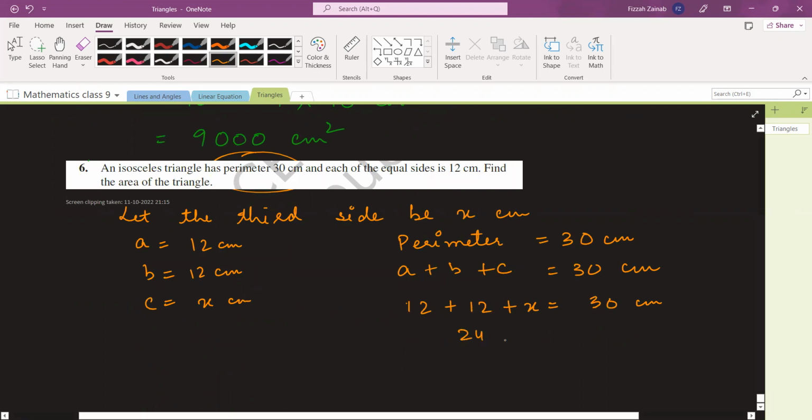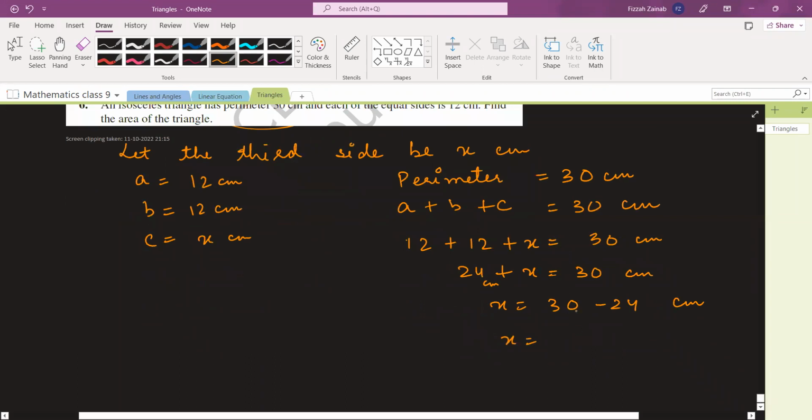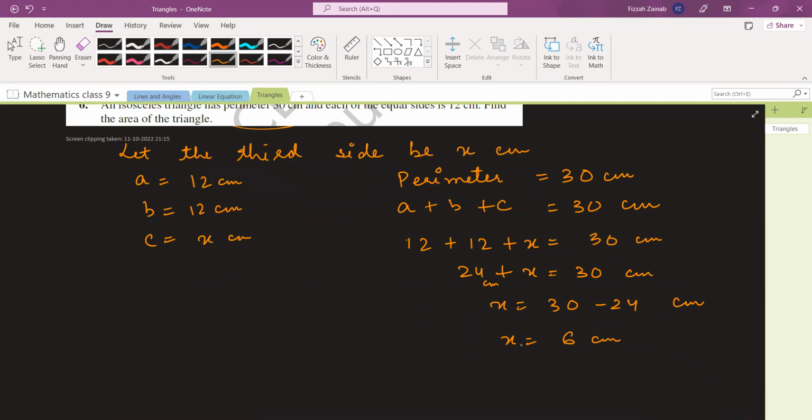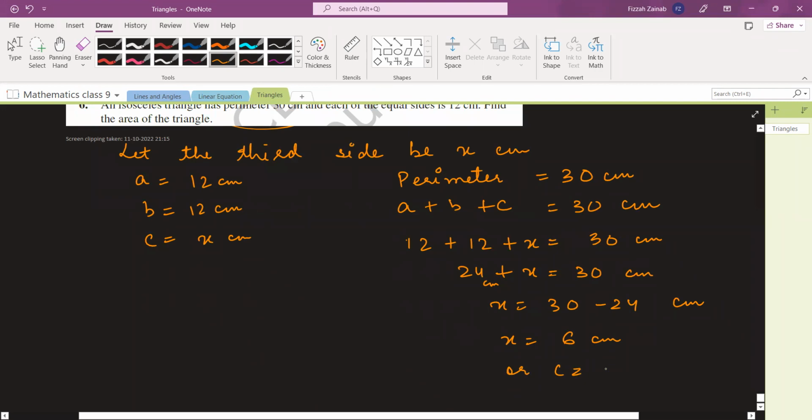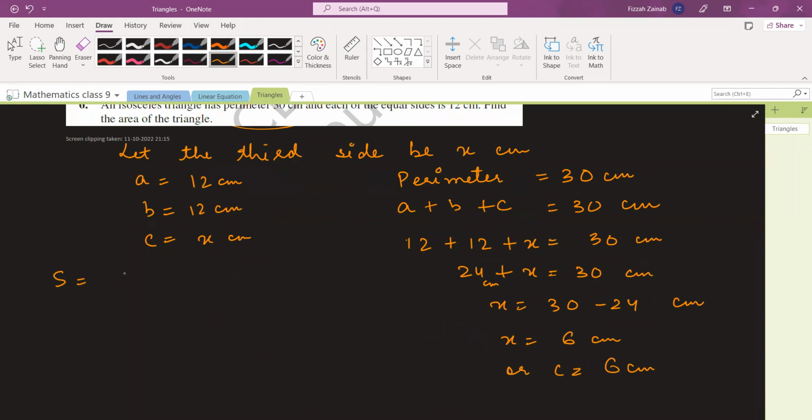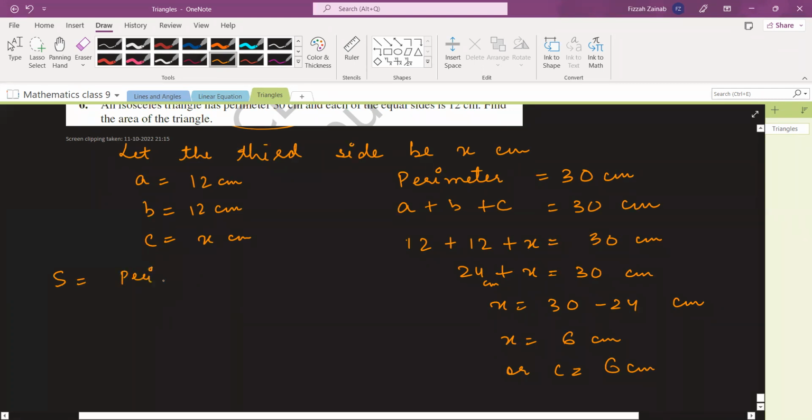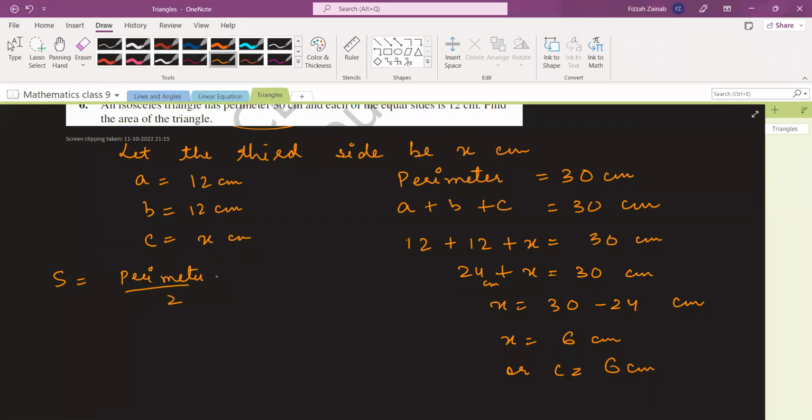So this is 24 plus x is equal to 30 centimeter. So this is also in centimeter, right? So x is 30 minus 24 centimeter. So x is, how much is it? 6 centimeter. Okay. So you have got the third side, C is equal to 6 centimeter. Now you need S. Semi perimeter is half of the perimeter. So perimeter divided by 2, which is already given. So 30 centimeter divided by 2. This is 15 centimeter, right?